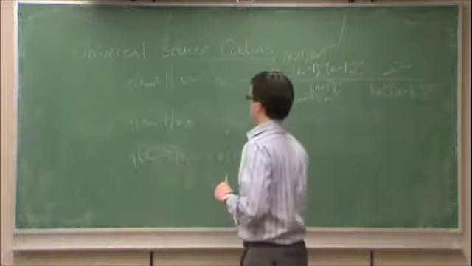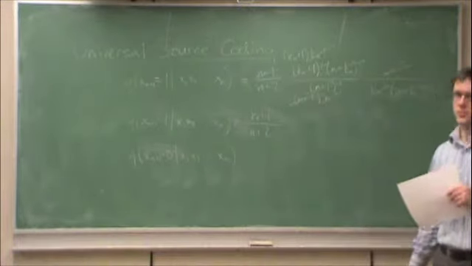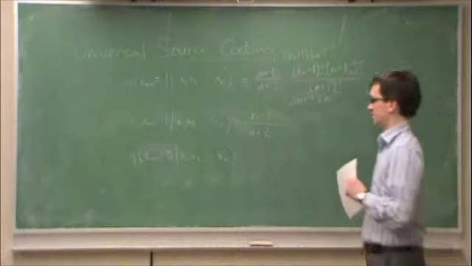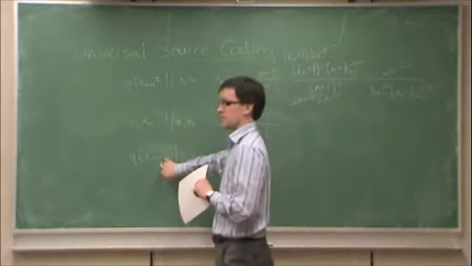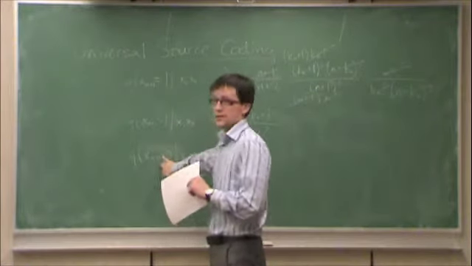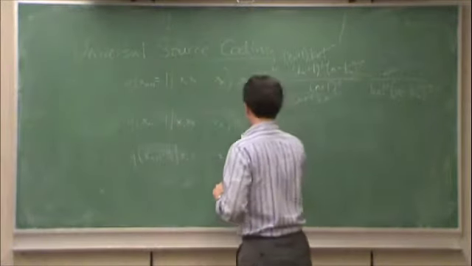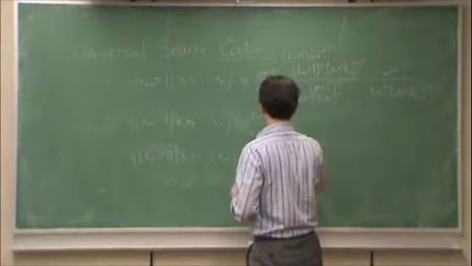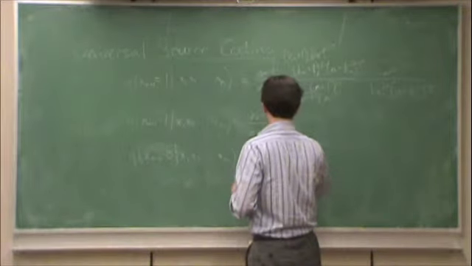Now, we could go through the entire derivation again, but what's a simpler way? 1 minus. So there's only two possibilities for xn plus 1. This is 1 and that's the other. So therefore this must be 1 minus Kn plus 1 divided by n plus 2.